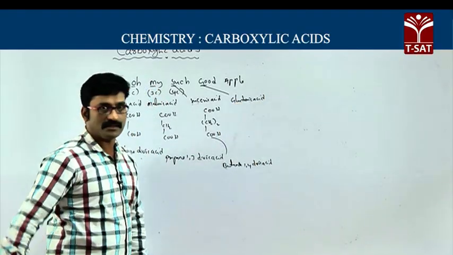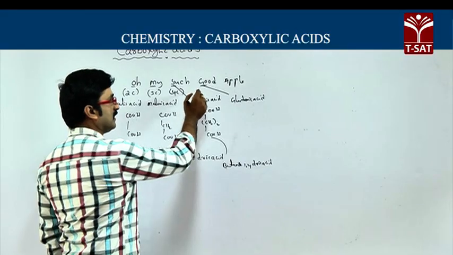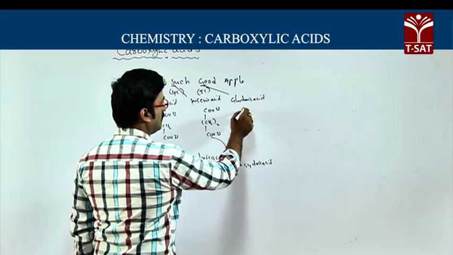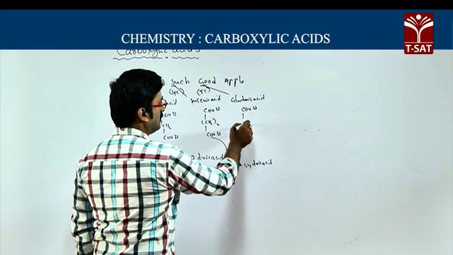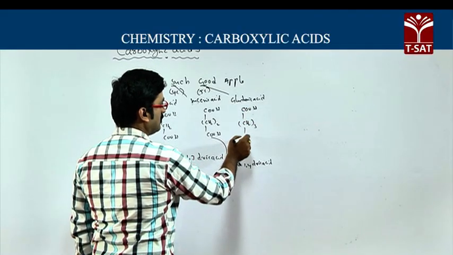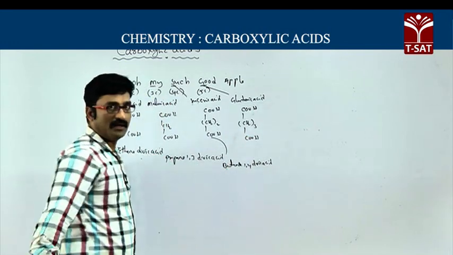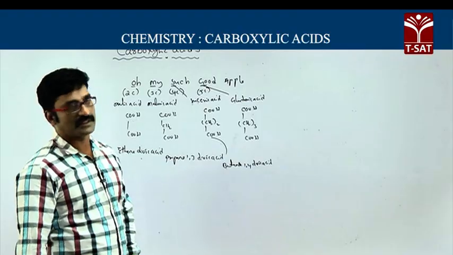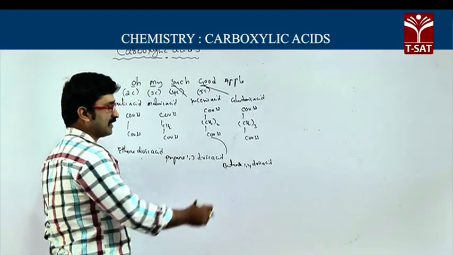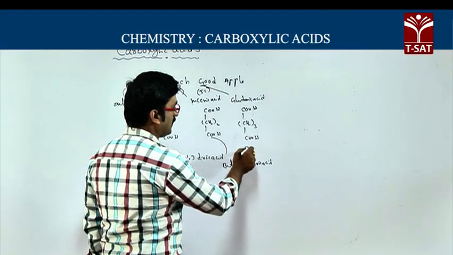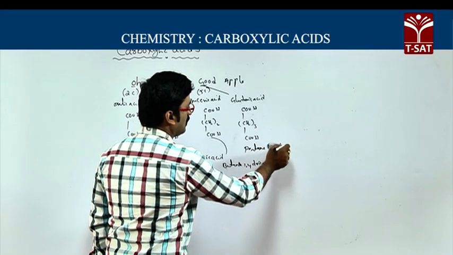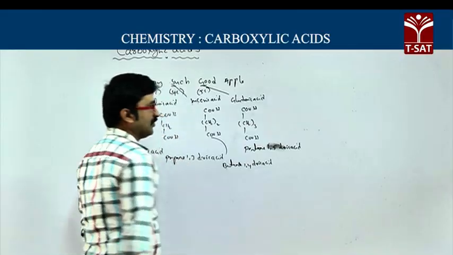And G is glutaric acid, and this is the dicarboxylic acid which contains 5 carbon atoms. Its formula is COOH, I am writing CH2 taken thrice, COOH. Glutaric acid is a dicarboxylic acid which contains 5 carbon atoms, and its IUPAC name is pentane 1,5 dioic acid.